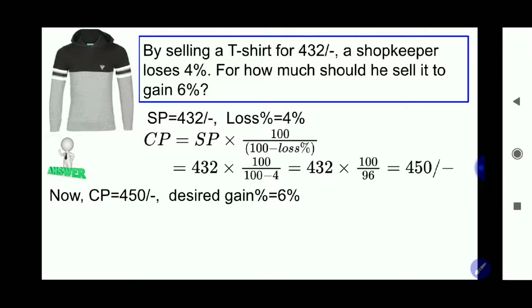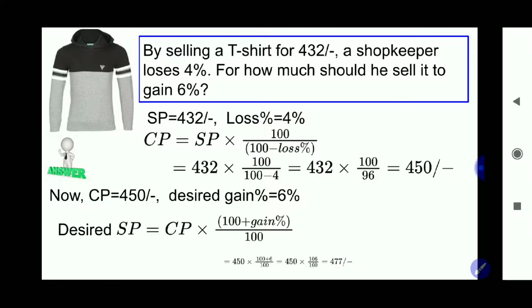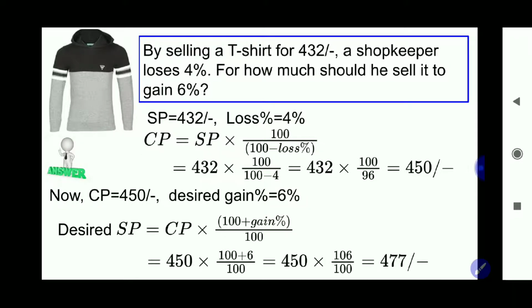Now CP is 450. Desired gain is 6%. Hence, desired selling price is CP into 100 plus gain percentage by 100. That is 450 into 100 plus 6 by 100. That is 477 rupees.